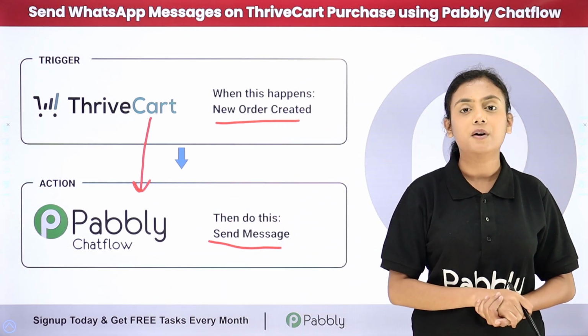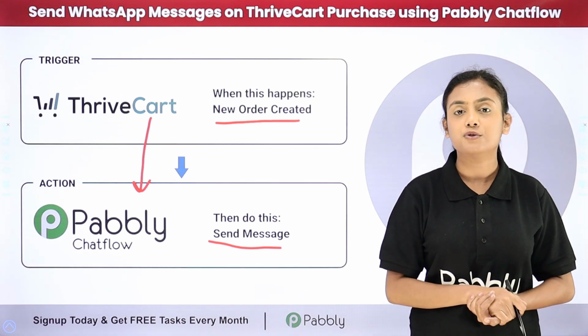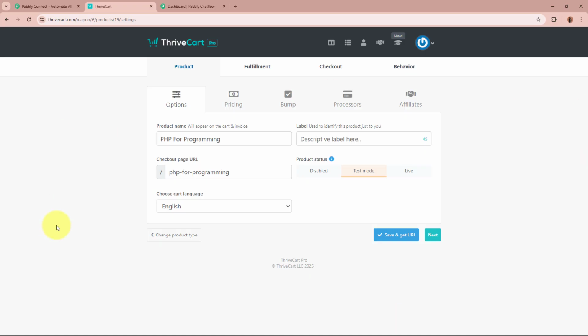So if you also want to learn about this amazing automation process step by step, for that, let me take you to my screen. In this video, we're going to learn how to send WhatsApp messages to Thrivecart purchase using Pabbly Chatflow. So as an owner of an edutech company, I use Thrivecart to manage my course sales and payment processes seamlessly. And I use WhatsApp as my go-to platform for direct communication with my students because it ensures quick and reliable message delivery. To make the process even more efficient, I've automated it using Pabbly Connect.